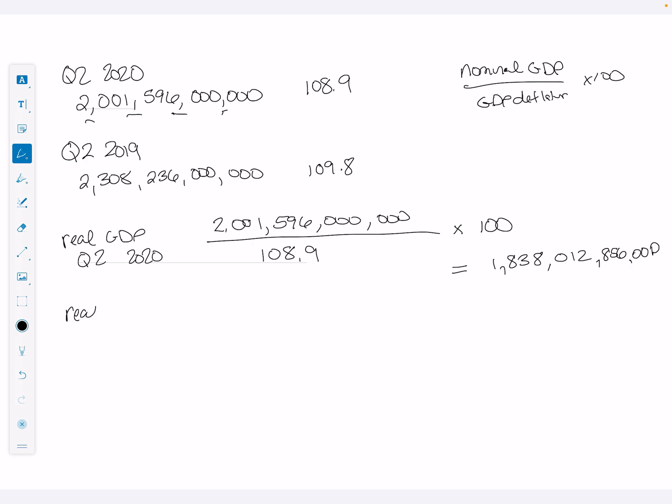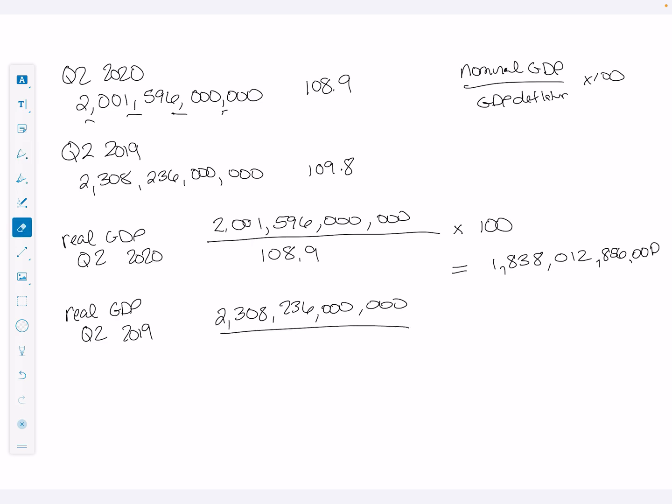All right, let's do the same thing for our real GDP for Q2 in 2019. So in 2019, we had nominal GDP of 2 trillion. So already we can see that in the previous year, so pre-COVID versus middle of COVID, well, I guess Q2 of 2019 is the beginning of COVID, right? So 2308, 236, 000, divide by 109.8. So we can look at early days of COVID versus middle of COVID. So nominal divided by GDP deflator times 100. So again, we're taking that 2.3 trillion. We're adjusting it down for the fact there's been 9.8% inflation since the base year. And we are making sure we convert it into the base year. So that's why it's times 100.